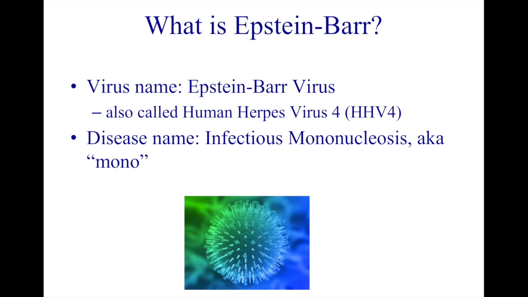It's also called the human herpes virus 4 or HHV4, and it is the causative agent of infectious mononucleosis, or what we more commonly know as mono.